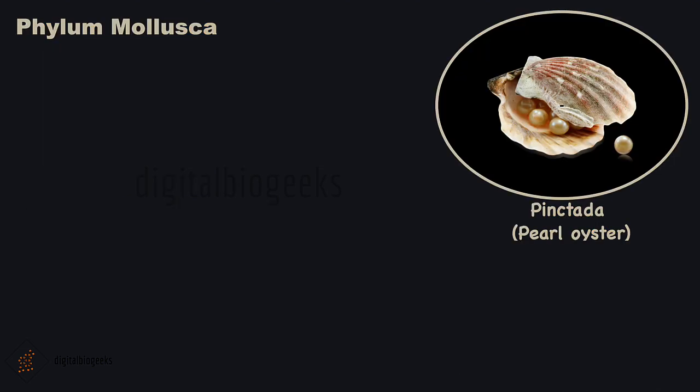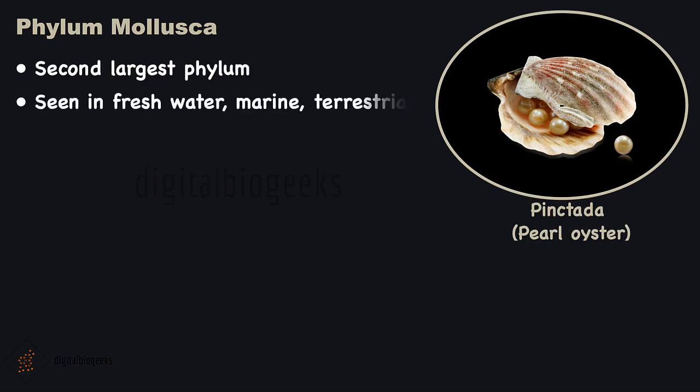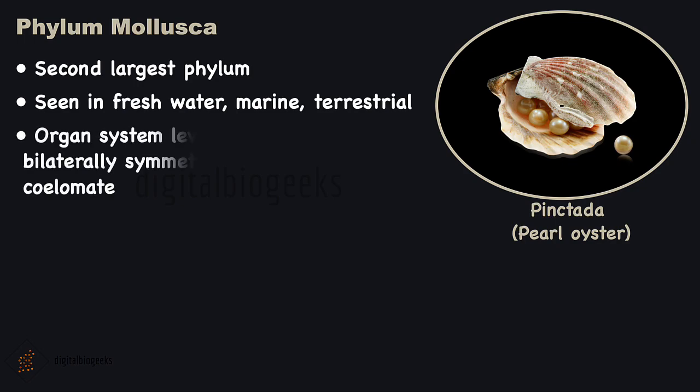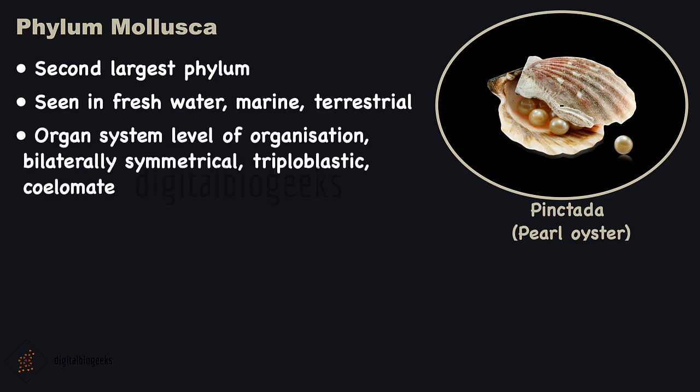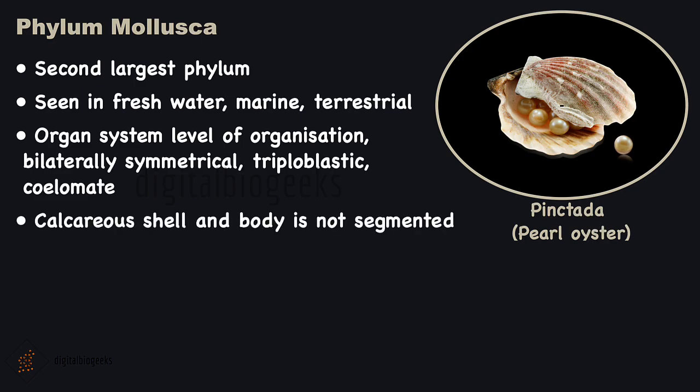Phylum Mollusca. This is the second largest phylum in animal kingdom with around 76,000 recognized species. They can be seen in freshwater, marine and terrestrial habitats. They have an organ system level of organization, bilaterally symmetrical, triploblastic and coelomate animals. Their body is covered by a calcareous shell, meaning that shell contains calcium carbonate. Their body is not segmented.